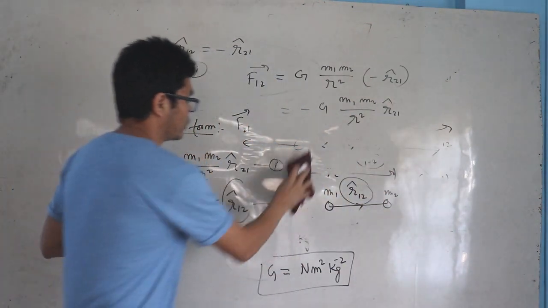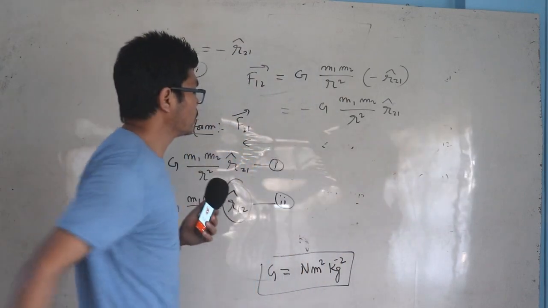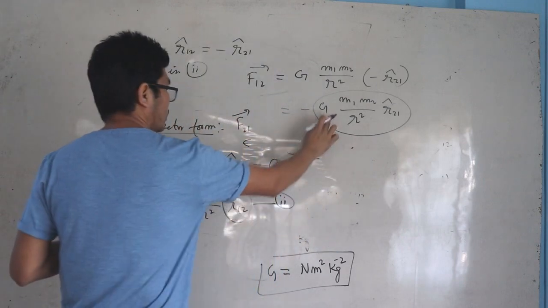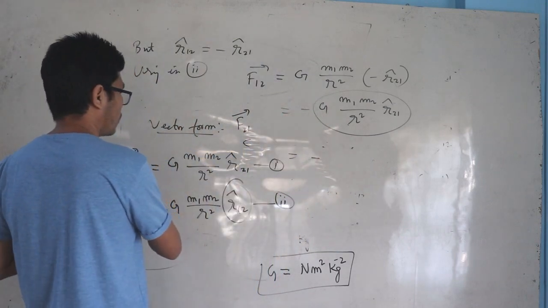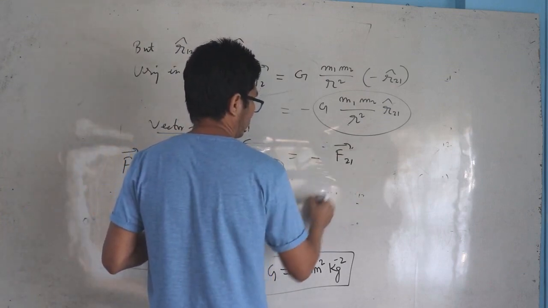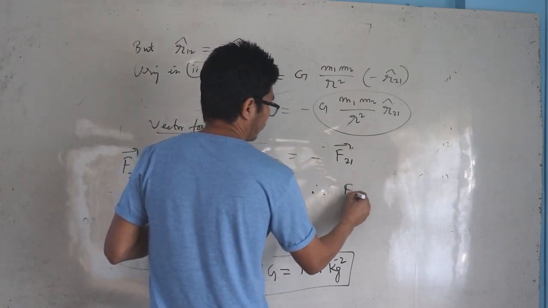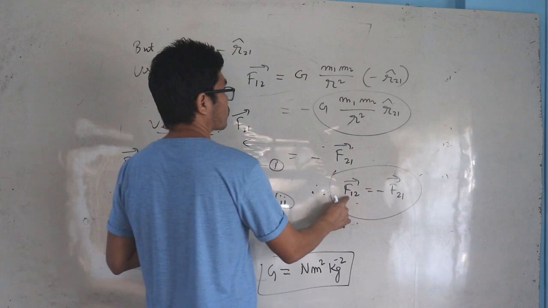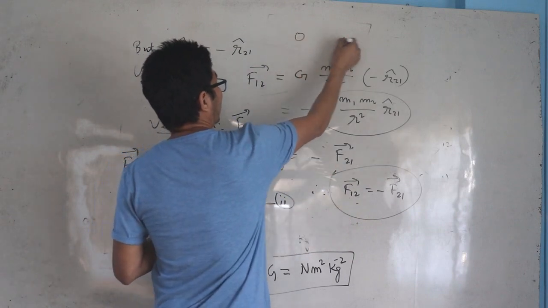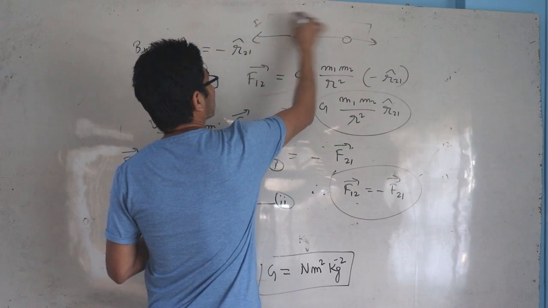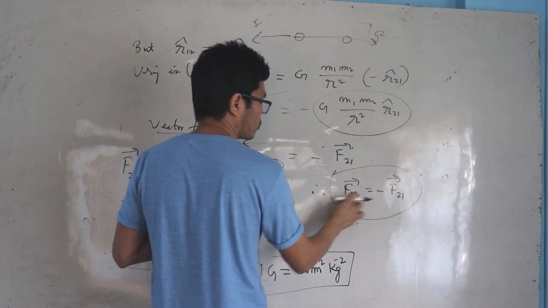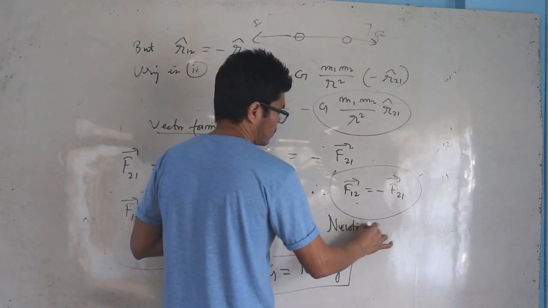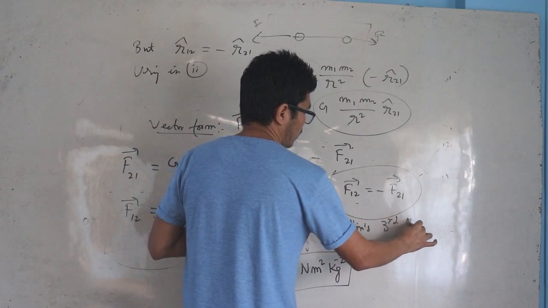So now observe this equation without the negative sign. If you observe this portion clearly, it clearly indicates equation number 1. So we can write F21 vector. Therefore, the conclusion is F12 vector is equal to minus F21 vector. It means these two forces, one acting here and the other there, are equal in magnitude but opposite in direction. So this is nothing but your Newton's third law of motion.